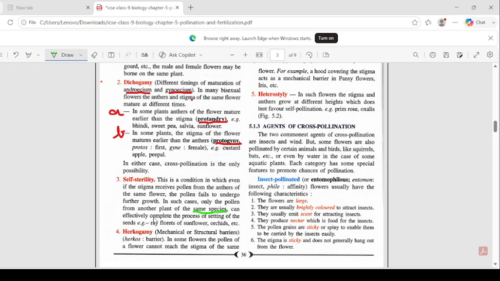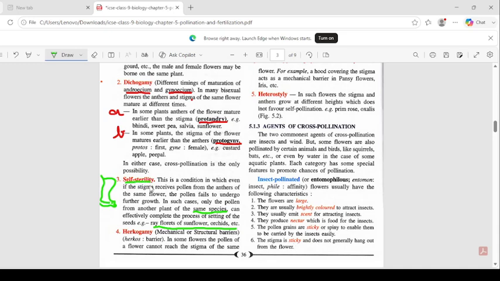Then you can see they are talking about the unisexual flowers of the sunflower, which are ray florets. If you consider the ray florets of sunflower, you must have seen the sunflower having this kind of ray floret of yellow color, and the disc florets are present in the center. So these ray florets, that yellow bright colored part, consist of only the female part, and the disc floret is bisexual. So here you can see self-sterility is one of the conditions.